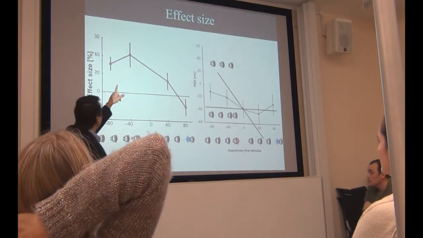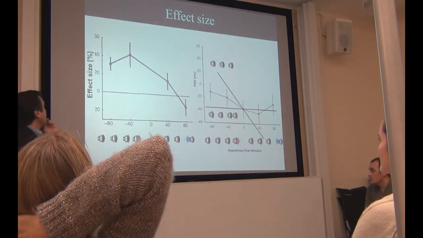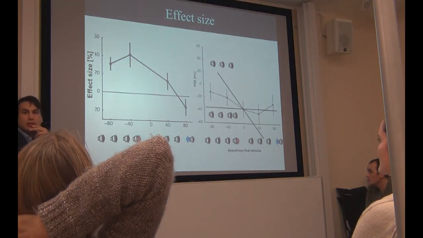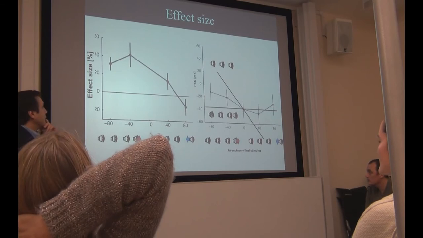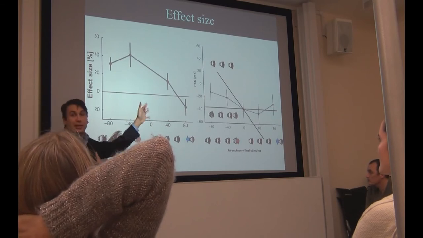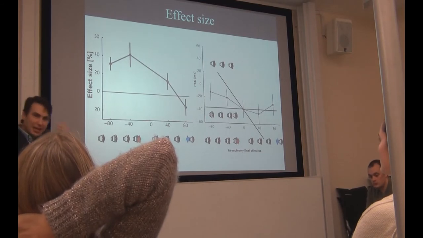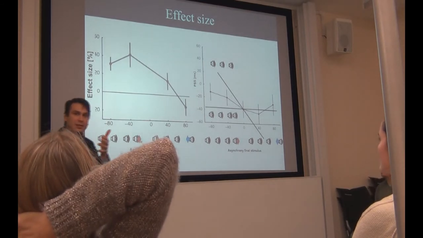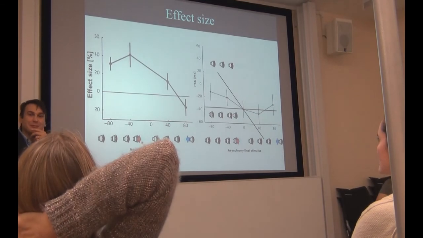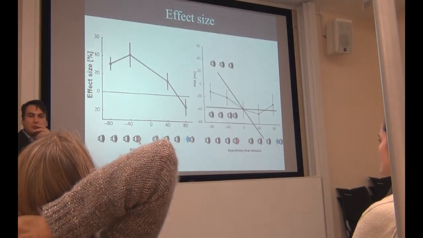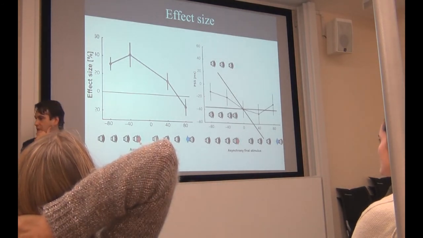And I would like to point out also the size of this effect, which in the time domain is quite big. It's like 20 milliseconds. You are delaying a stimulus perceptually by 20 milliseconds. It's a huge effect. In percentages, 40. In other experiments, we reach 60%. It's quite strong.